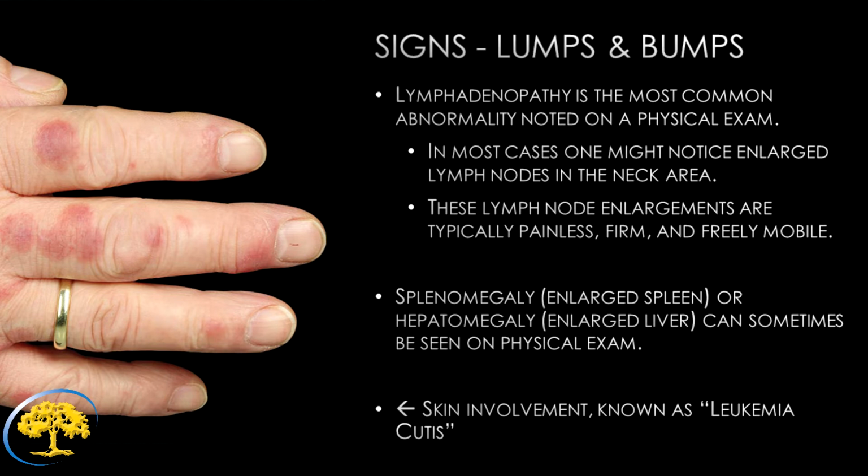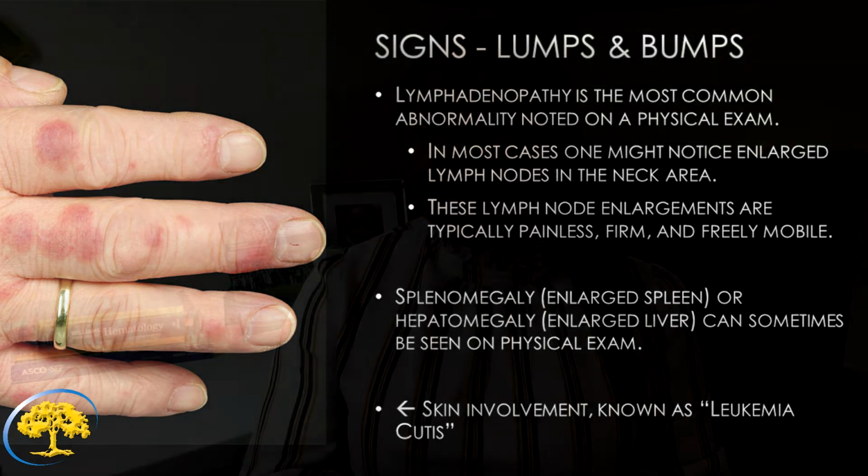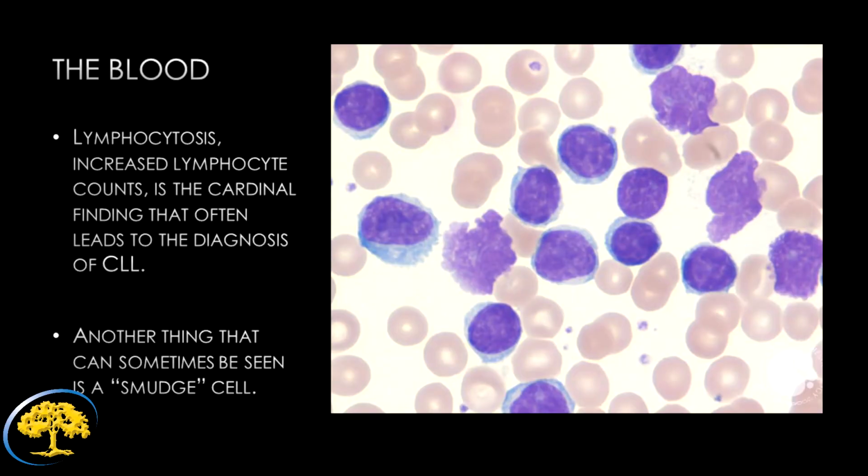And then we can also see skin manifestation. We call this leukemia cutis, and I have a picture of this on the slide, so you can take a look at that. And that's when the CLL cells actually come to the surface of the skin and present with an abnormal looking rash. Again, that's called leukemia cutis. And these are the main, most common presentations that we can see as far as signs for CLL. So again, that's lymphadenopathy, splenomegaly, hepatomegaly, or leukemia cutis.